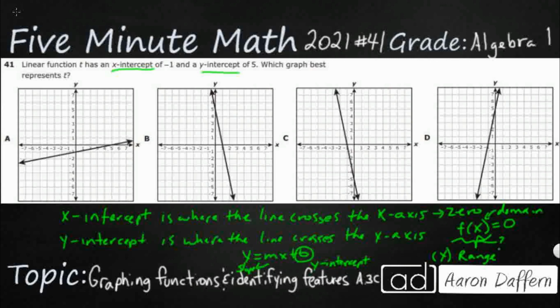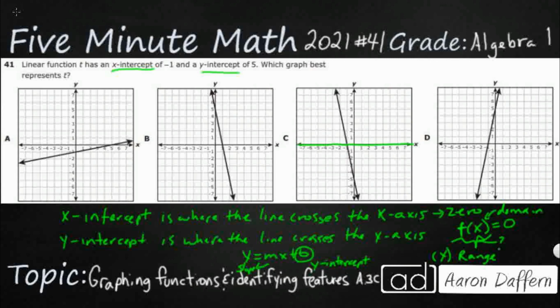When y is 0, that means you are right here on this x-axis. I'll use c as an example. This is where y equals 0. So that's why sometimes we'll call it the x-intercept, sometimes we'll call it the 0. Really, we're looking for the same thing. Where does that line cross the x-axis when y equals 0? Or in this case, when t of x equals 0.